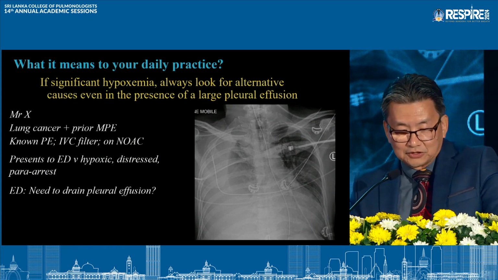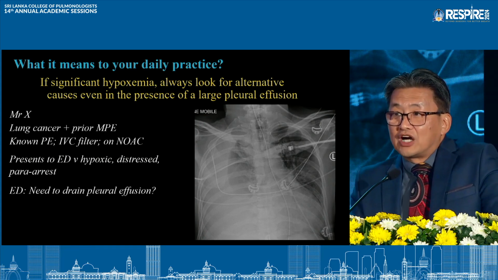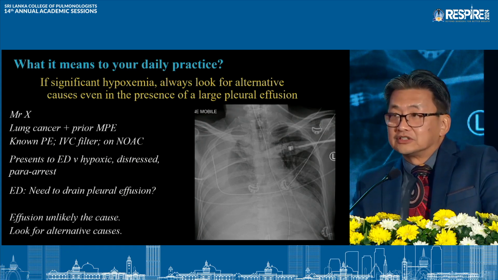And I think in most other emergency departments, they would have urgently put a drain in. But in my hospitals, they would always ask me first. And I said, no. This type of presentation and this level of hypoxemia is not due to pleural effusion. You need to look for alternative causes.